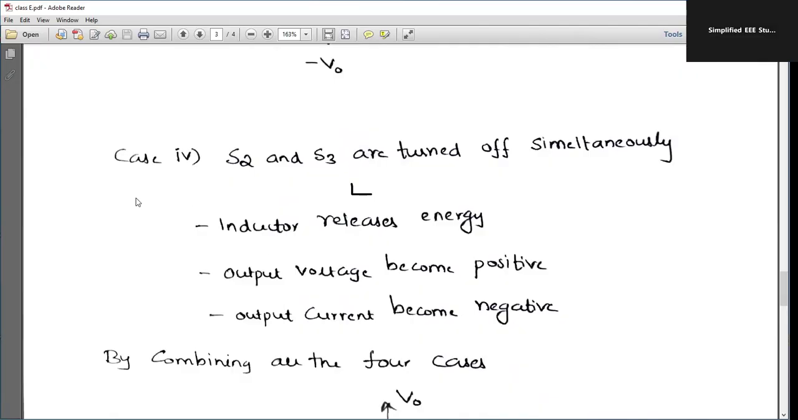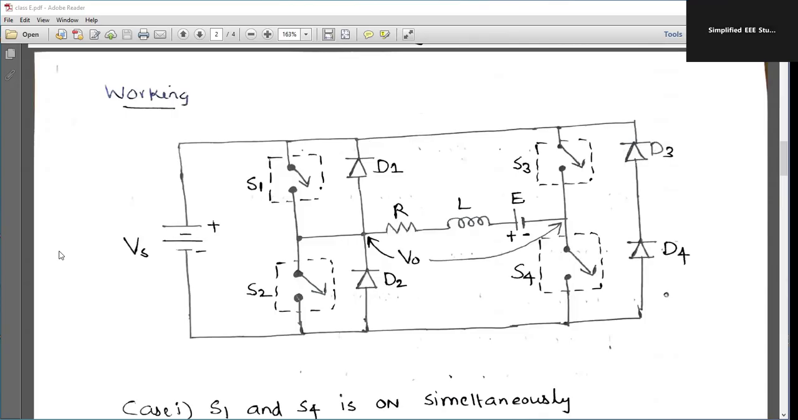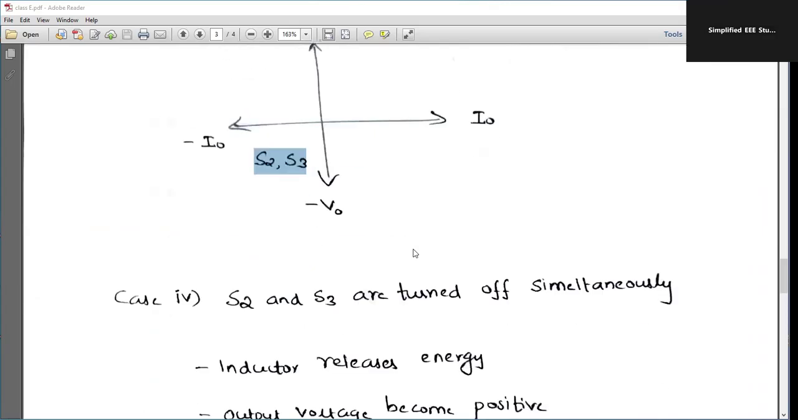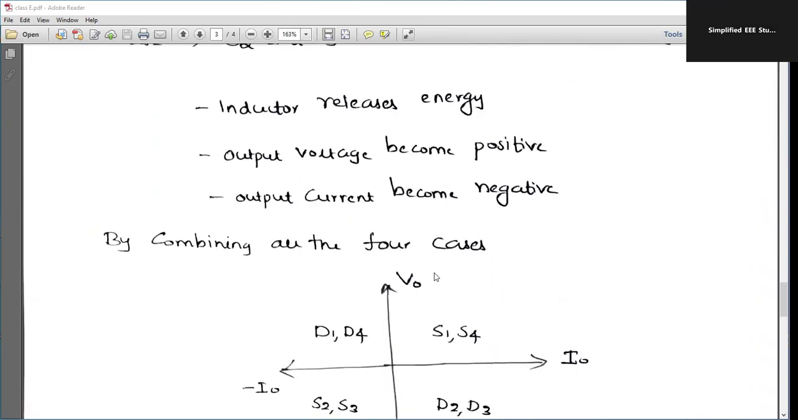Now we'll be inspecting the last case. In the last case, whatever switches were turned on will be turned off simultaneously. Here the inductor polarity was like case three, positive here, negative here. Now the inductor polarity is getting reversed. That is another speciality which you can observe. The inductor releases the energy, the output voltage becomes positive, where the output current is getting negative.